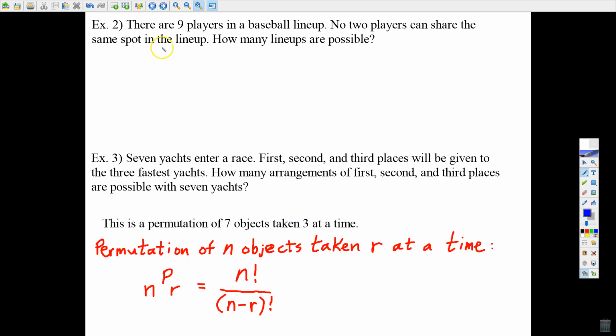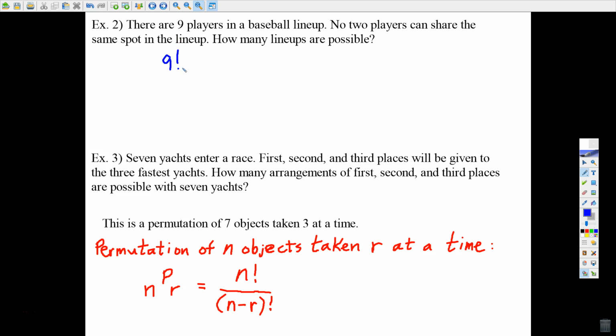Example 2, we've got 9 players in a baseball lineup, so we only have 9 available. No 2 players can share the same spot. How many different lineups are possible? Well, it's very similar to our previous problem because we are arranging all 9. I'm not arranging part of the group, I'm arranging the whole group. So to get my answer, I'm going to do simply 9 factorial.